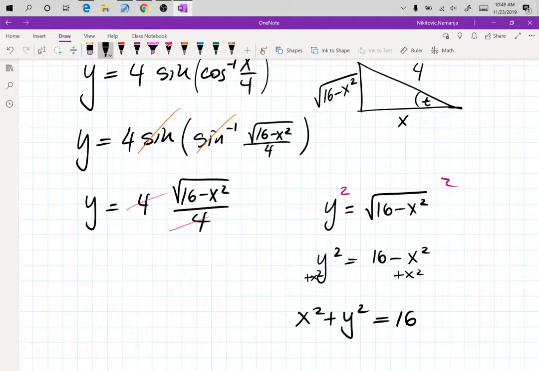How can you replace the cosine inverse with sine inverse? Because it's the same triangle. You can replace it with any of the other 5 trig functions, because trig is the relationship between sides and angles in a triangle. If it's the same triangle, you can swap one function with whatever other one you want, as long as it's the same triangle.